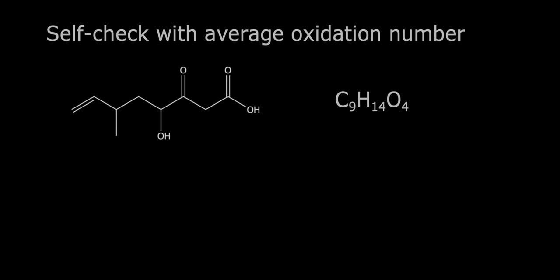So to self-check with the algorithm method, we need the formula. And the only trick here is making sure you don't forget any of the implicit hydrogens. Remember, hydrogens are not shown unless they're on a heteroatom. So we've got those hydrogens here, here, here, here. So you go through and make sure you included all the implicit hydrogens. Okay, so we've got C9H14O.